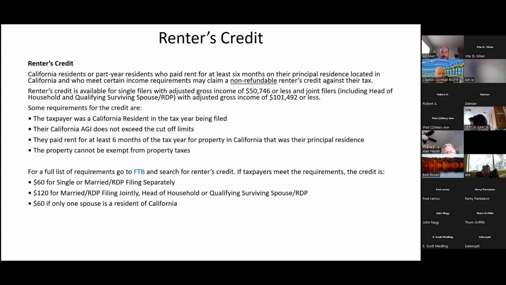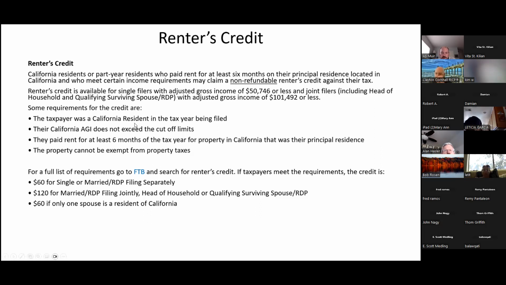Okay, renter's credit. It's a small amount, but nonetheless, it helps out the taxpayer. If they qualify, which means they're renting a California property for at least 6 months, and that's their principal residence, and they're under a certain amount of adjusted gross income, they can get this non-refundable credit, which again is a dollar-for-dollar reduction of the tax. This is something that's automatic. Usually in the software, you'll indicate that they're eligible. The software then will apply the rules, and if they get it, great.